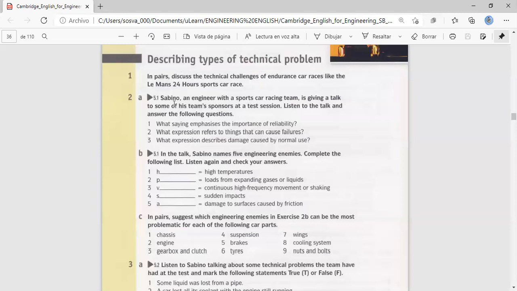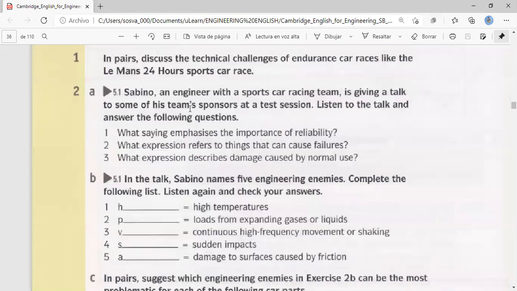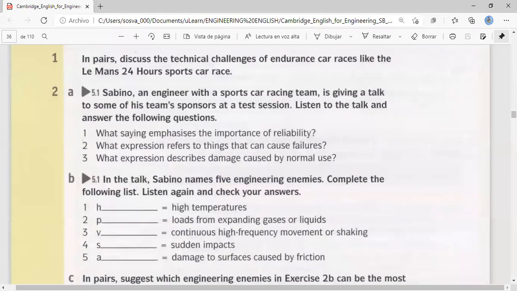So that's the main point in here. We have three questions. You might see them in number two. Let me just make a small zoom. Sabino is an engineer with a sports car racing team.